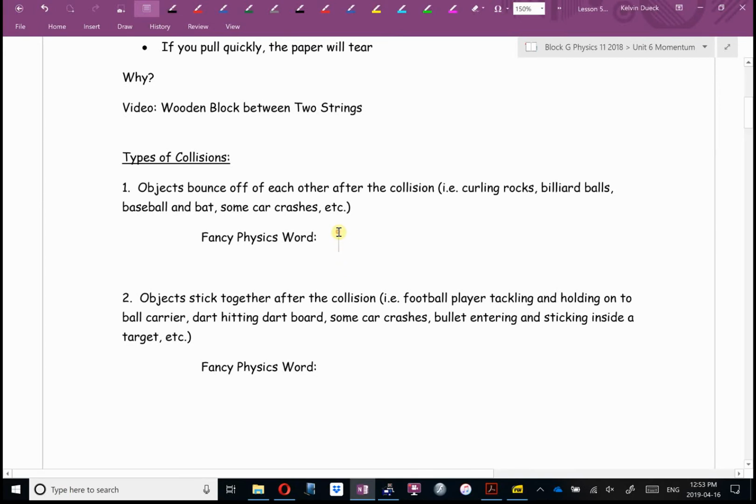We have a fancy name for that. If the objects bounce off of each other after the collision, we call that an elastic collision. There are also some collisions where the objects do stick together. For example, when a football player wraps up and holds onto a person that they're tackling.